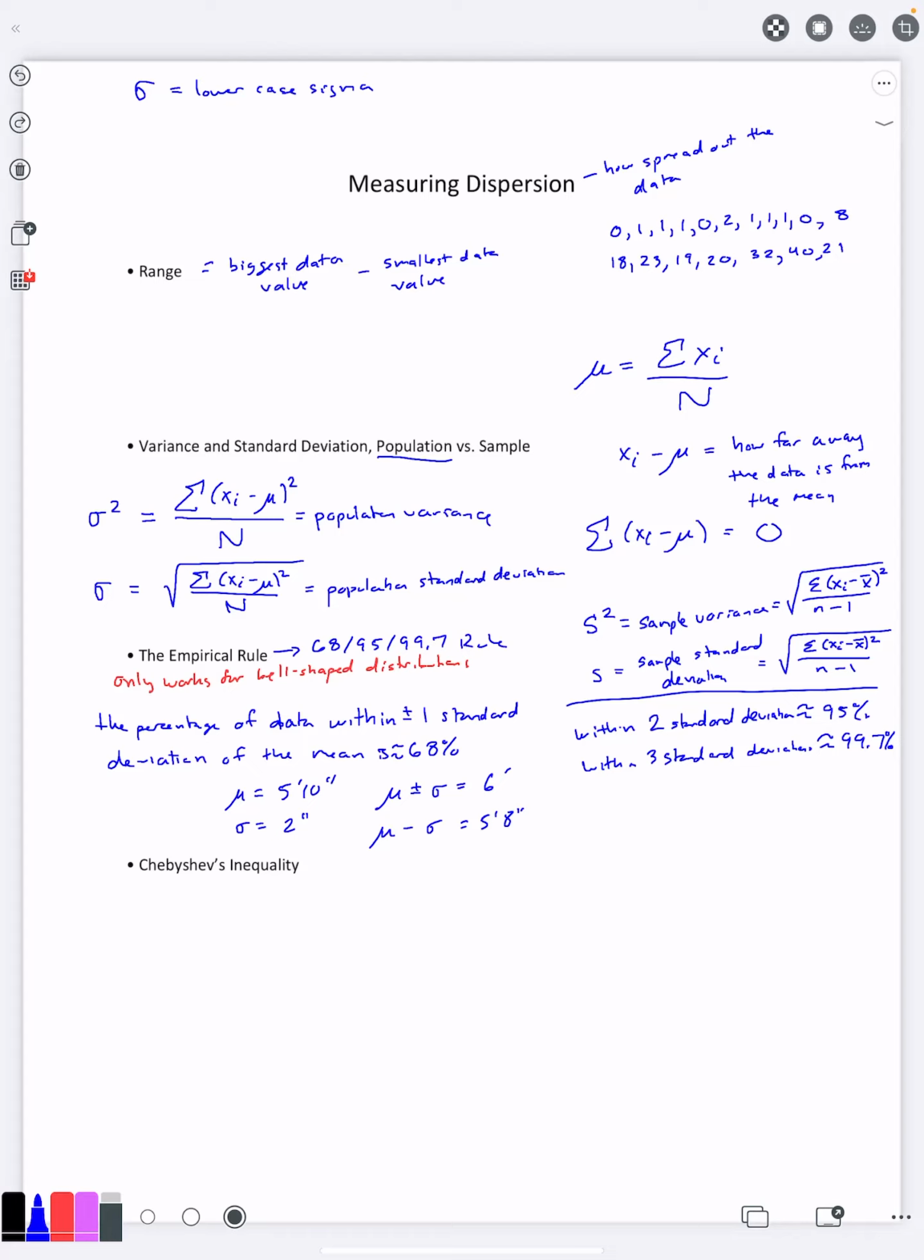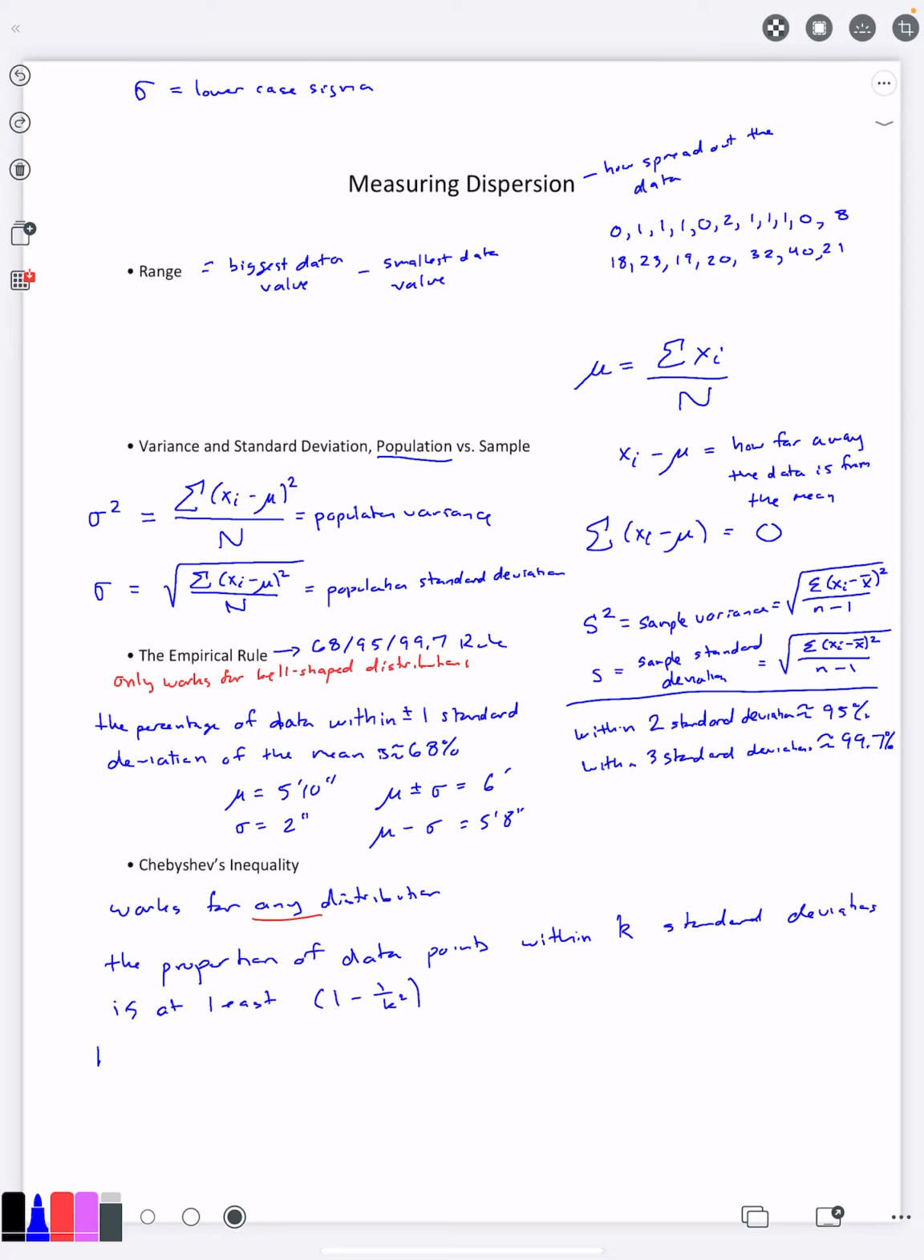And then the last thing here, which is something that we're really going to hardly use in this class. It's a cool idea from a mathematical point of view, but it's just not super practical for us. And what it says, this, by the way, works for any distribution. This no longer has to be a bell-shaped distribution. And it says the proportion of data points within some k standard deviations is at least 1 minus 1 over k squared.